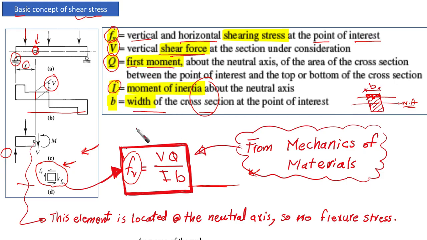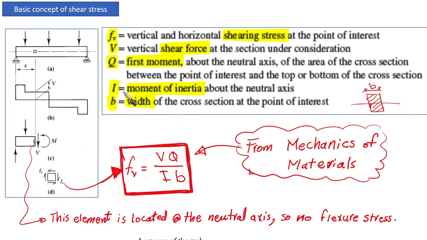And I is the moment of inertia about the neutral axis for the entire cross section. If we're talking about a rectangular cross section, it is going to be b times d cubed over 12. If we have other types, then we calculate the moment of inertia about the neutral axis.